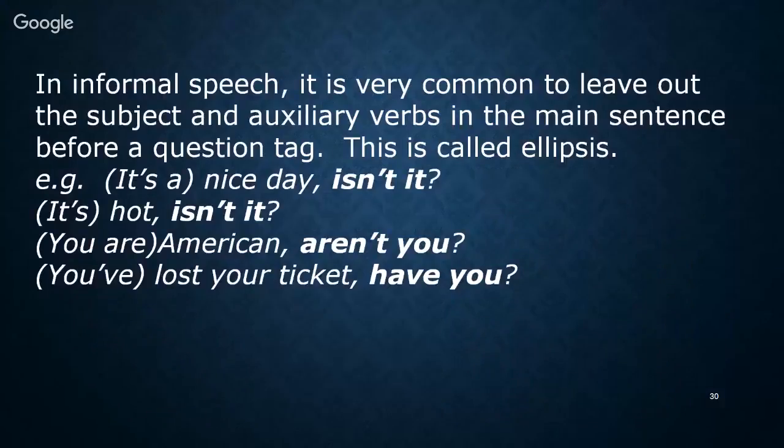In informal speech, it is very common to leave out the subject and auxiliary verb in the main sentence before a question tag. This is called ellipsis.